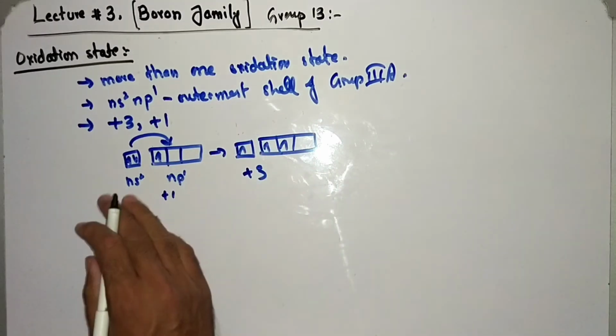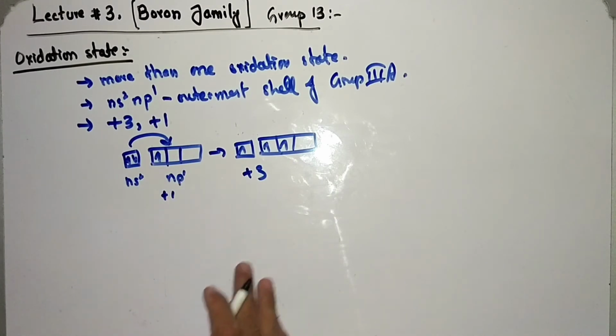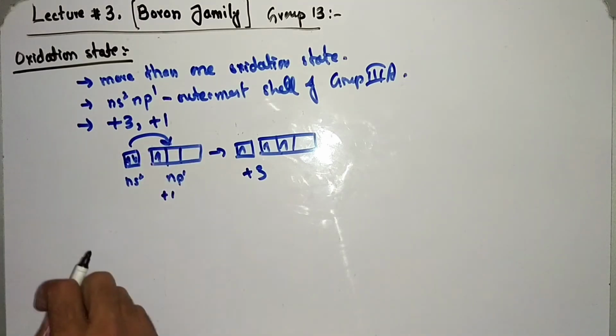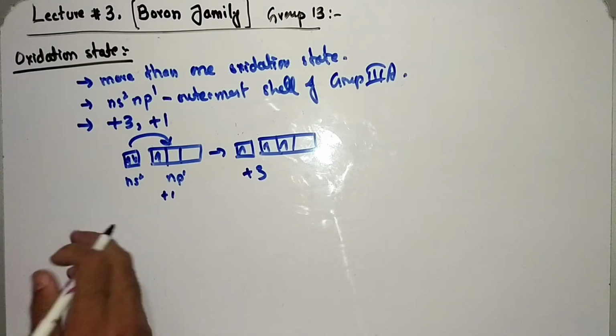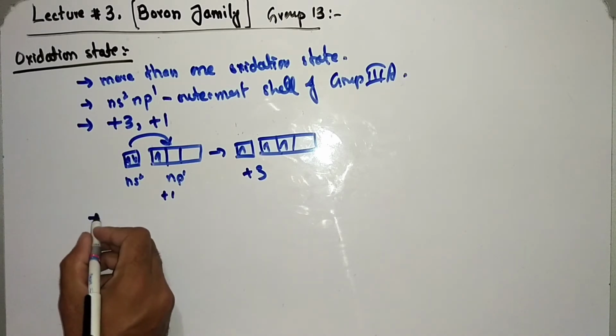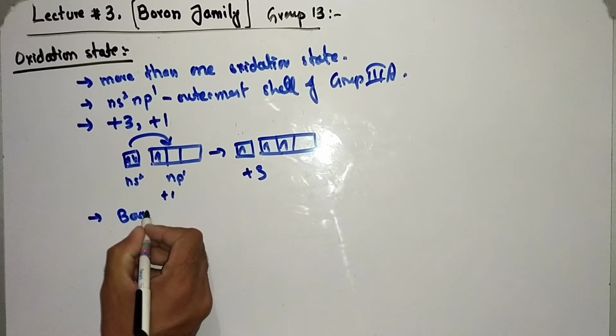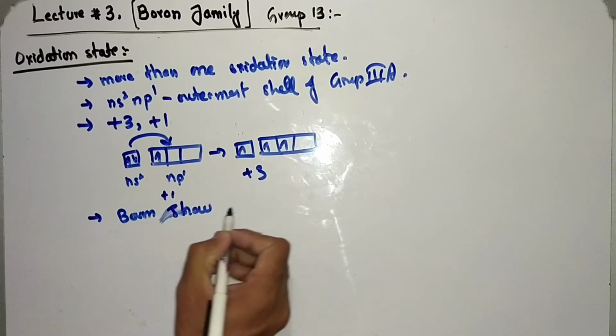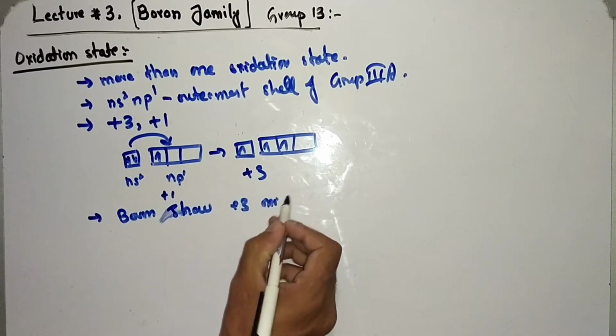So +2 is not possible here, only +3 or +1 oxidation state. So in this case, the expected oxidation state is +3 or +1. While boron shows the +3 oxidation state in all compounds.